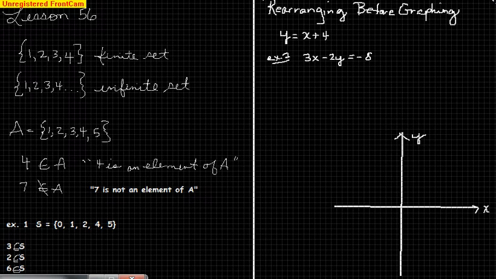Alright, let's try another lesson. This is lesson 56, and it is called Rearranging Before Graphing, Finite and Infinite Sets, Memberships in a Set. So this one has multiple names. I think you'll find this one pretty easy.